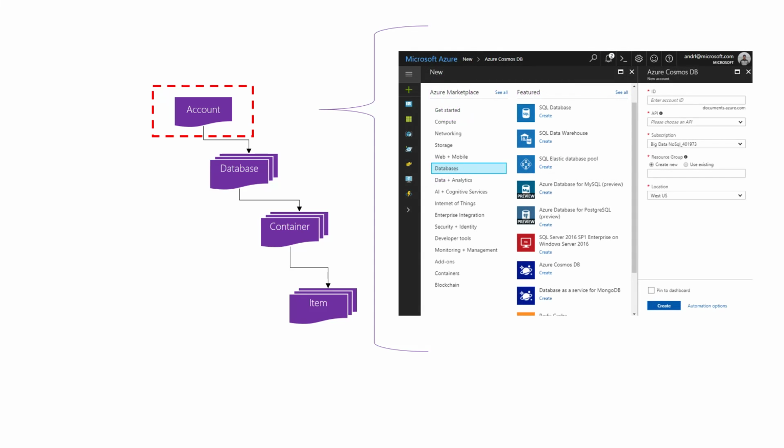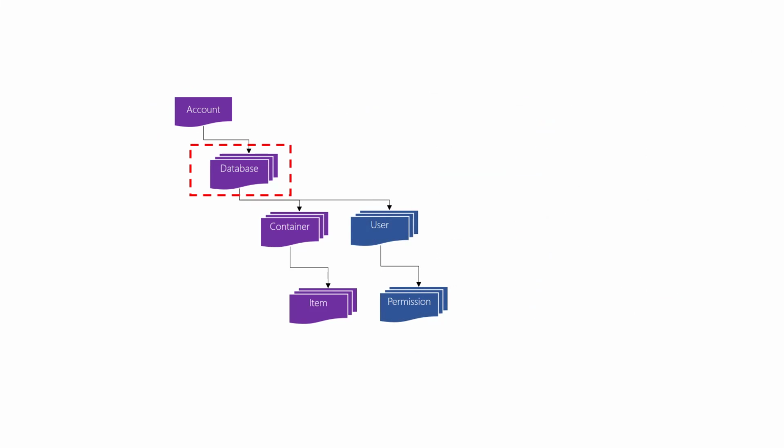To provision an account, you will go to the Azure portal located at portal.azure.com, and on the left-hand nav, you're going to click on New, Databases, Azure Cosmos DB. A blade will appear where you can define the URI for the account, as well as select a starting API, a parent subscription and resource group, and a starting location. Upon clicking Create, the account will be provisioned and a set of keys will be generated for you to access that account. Underneath an account is a set of databases.